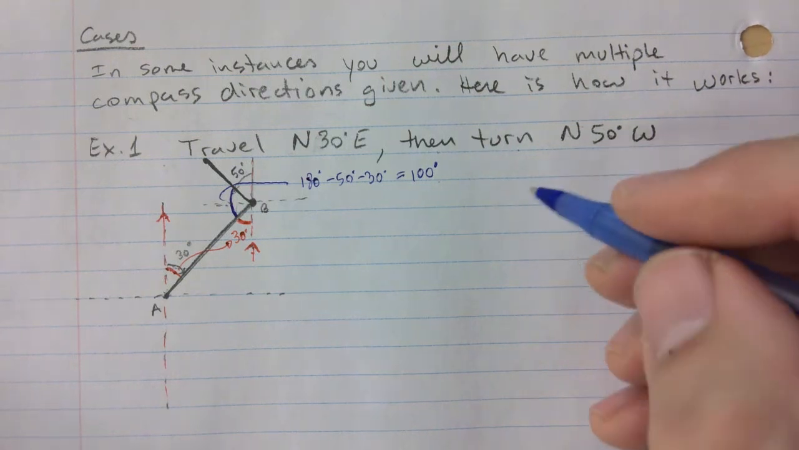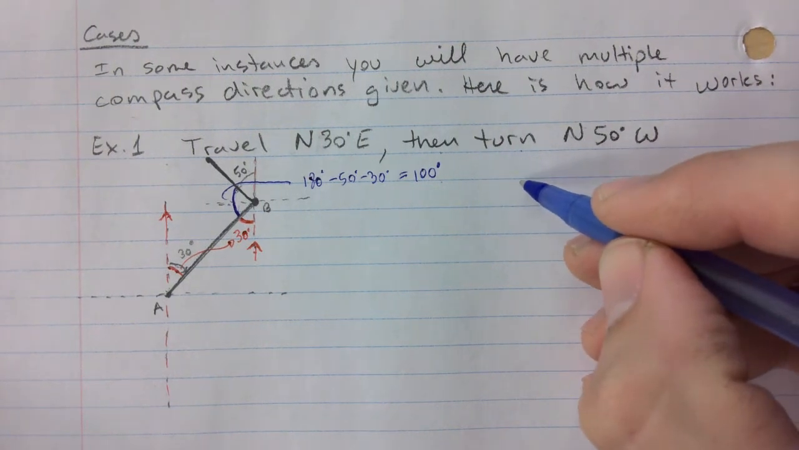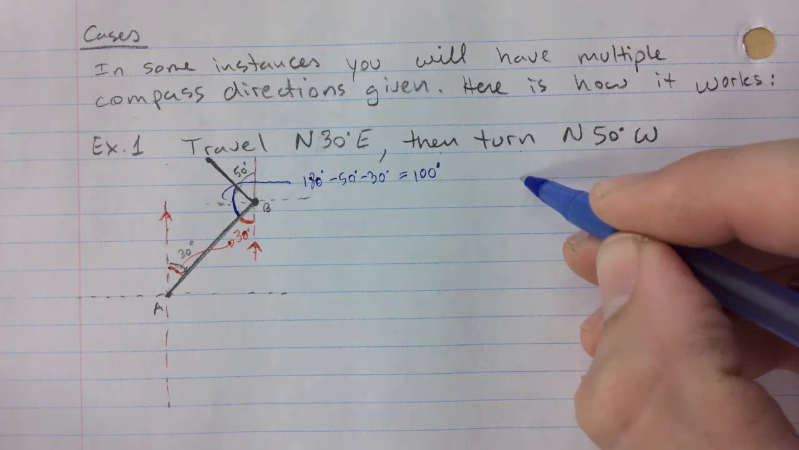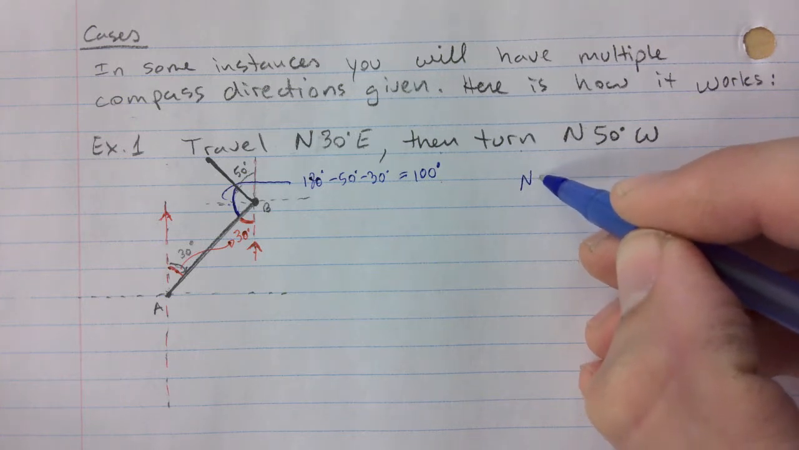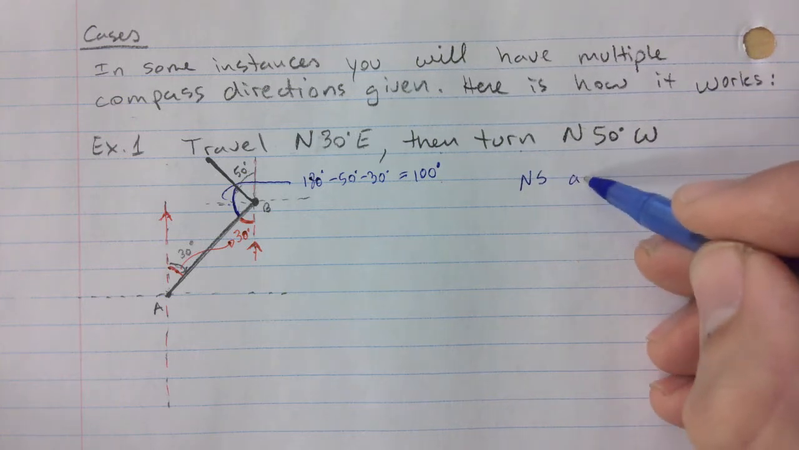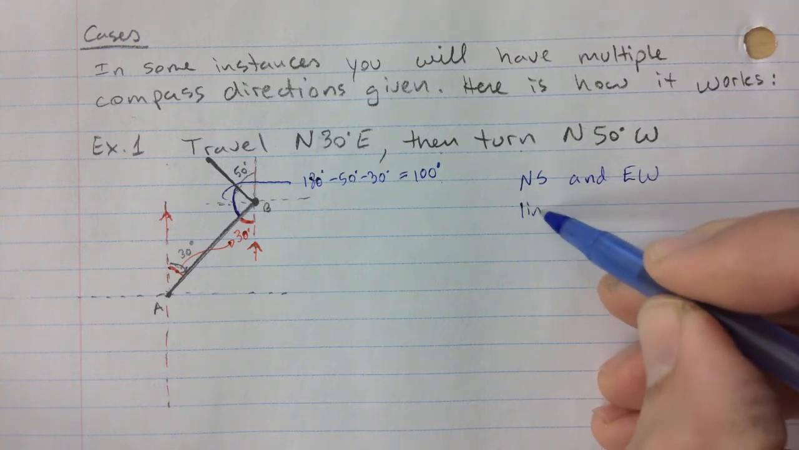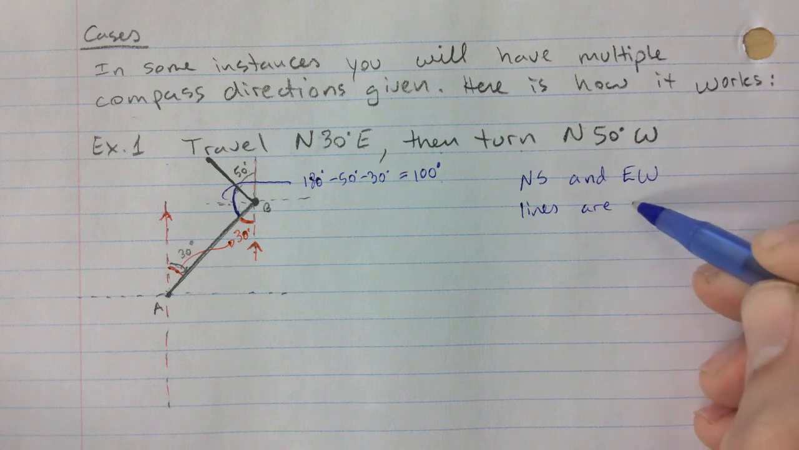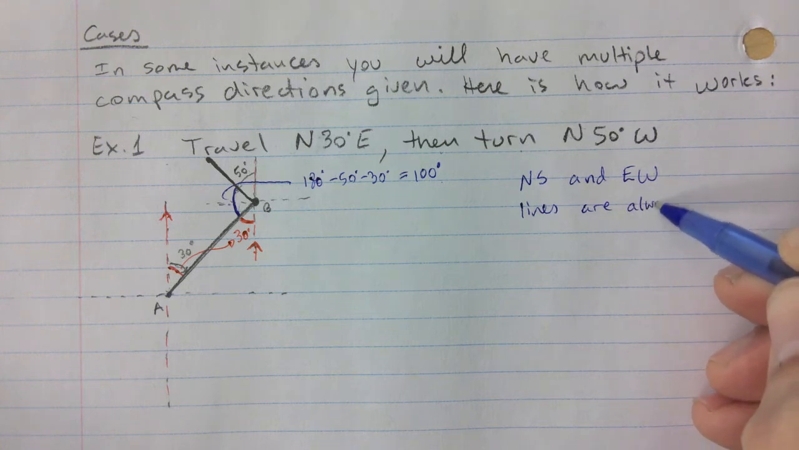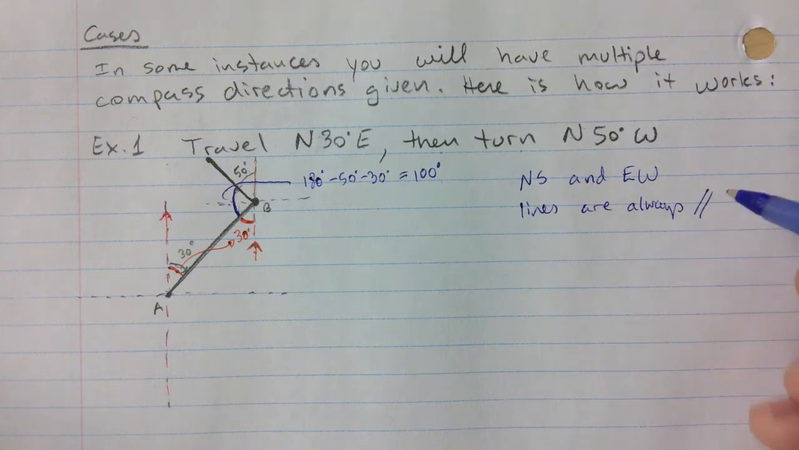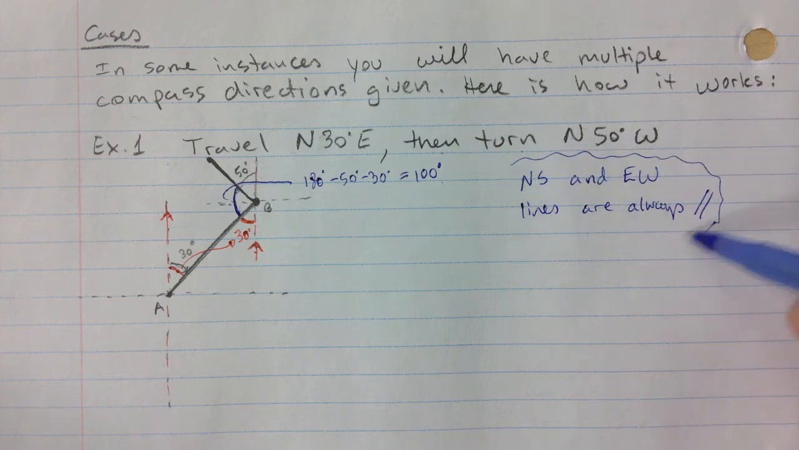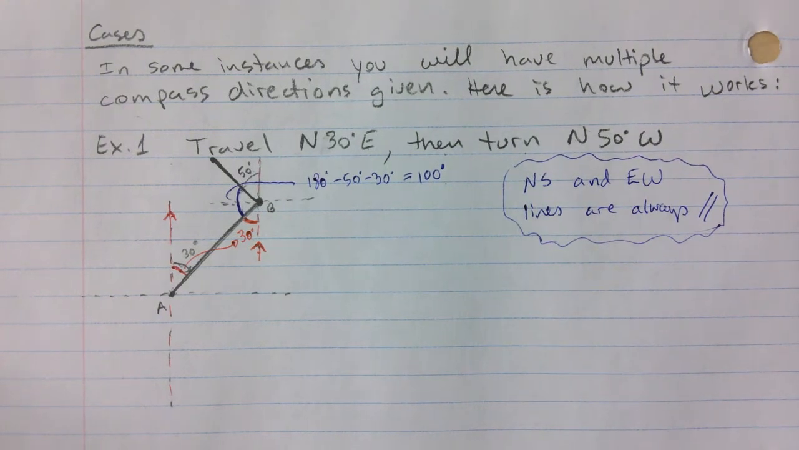So maybe I'll say that north, south, and east-west lines are always parallel, okay? And that might help you find angles that at first may seem like can't do it, right? I'm stuck.